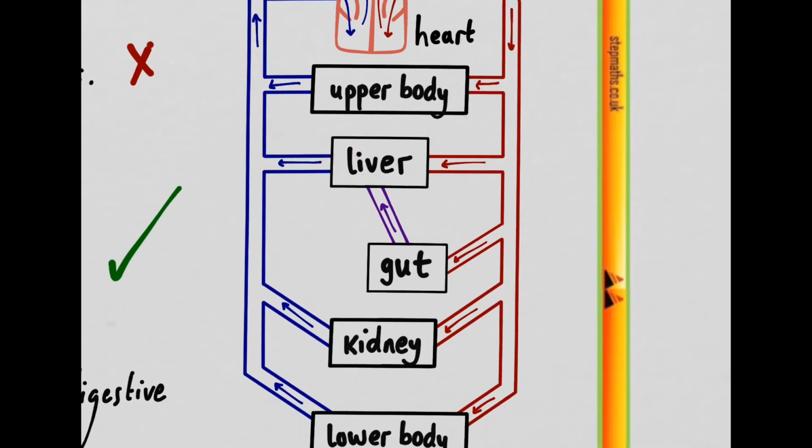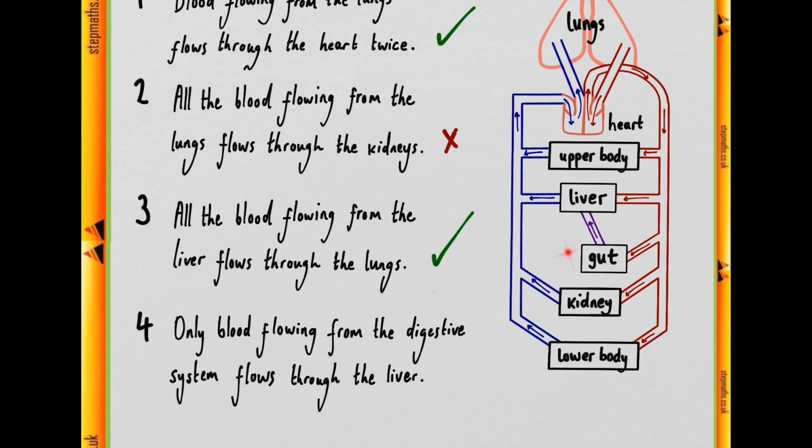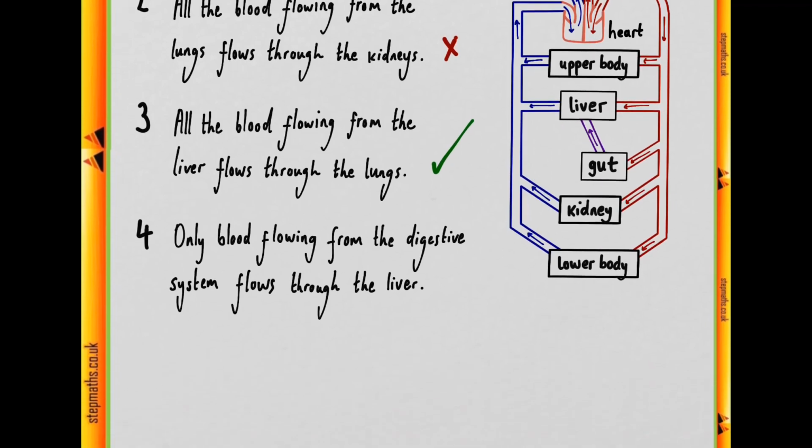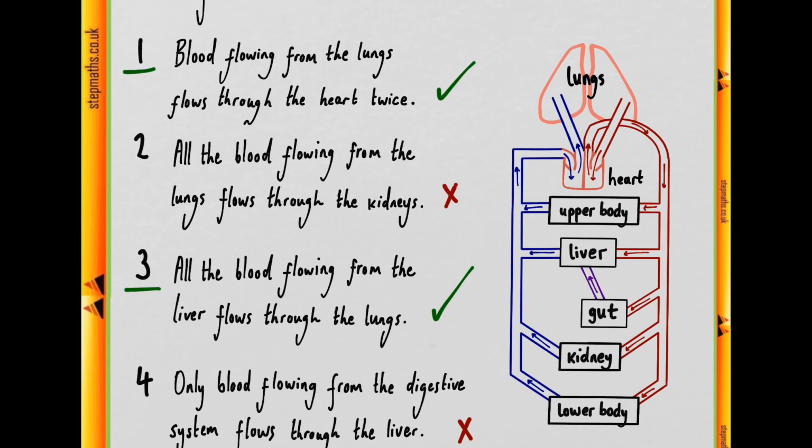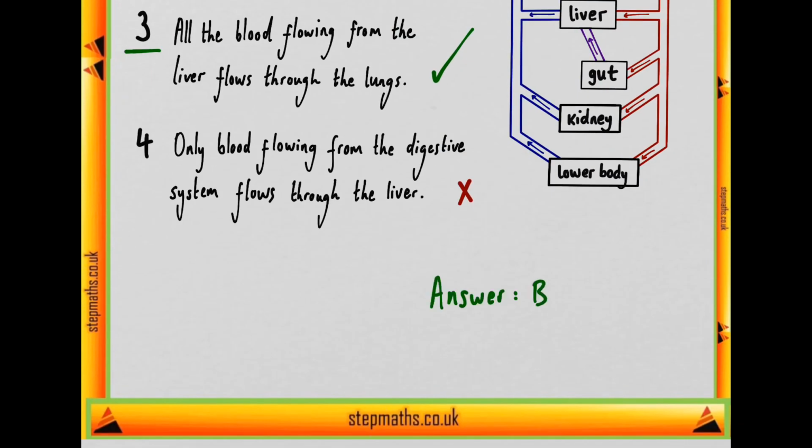So although the liver does receive blood from the gut, the digestive system, it also receives its own blood supply via the hepatic artery. So it's not only blood from the digestive system, it's also blood from the heart. And so we have our answer that 1 and 3 are correct, and therefore we can say our answer is option B.